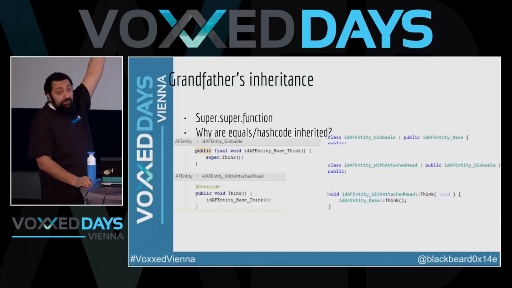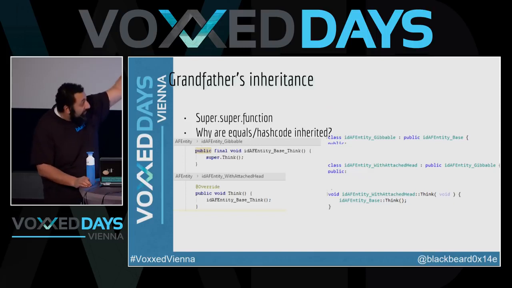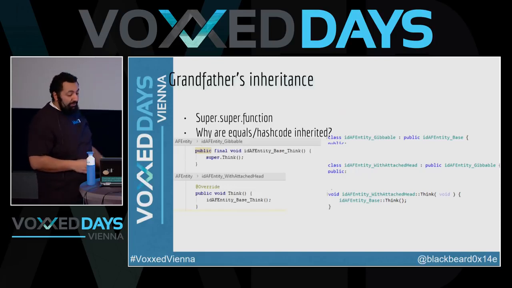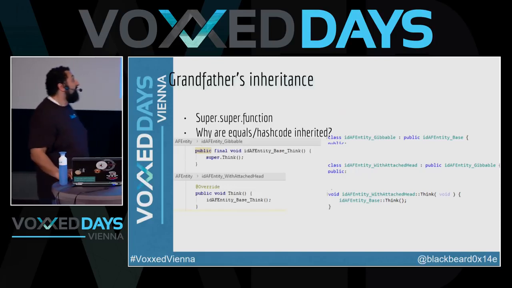So you have to work around it. In C++, you can just call it like the one on the right. In Java, you have to be creative and overexpose the function in the father or something. So, yeah, it's weird.